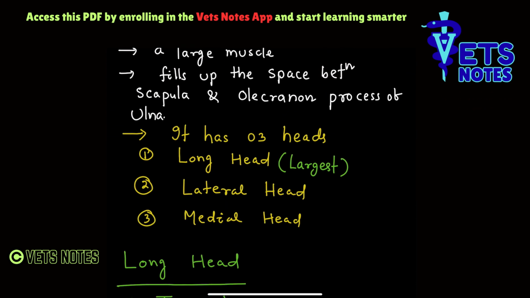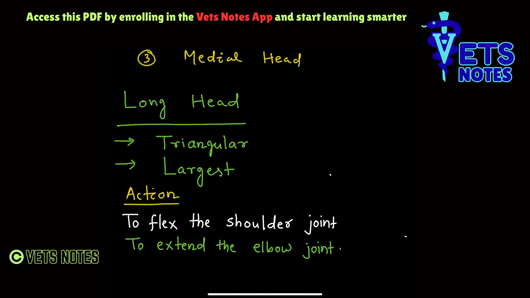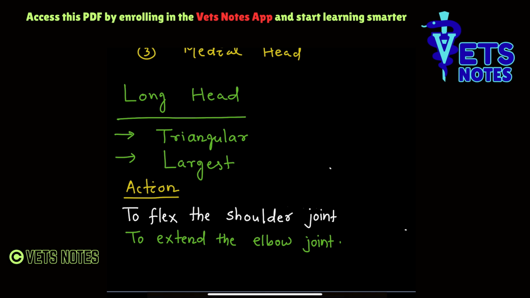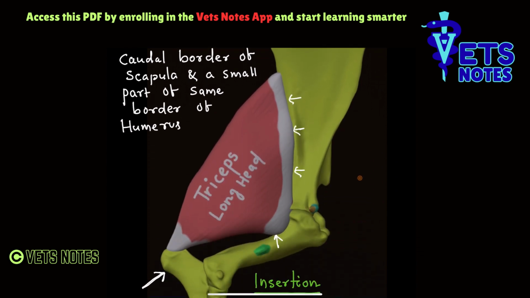So Triceps Brachii has three heads. First, long head, that is the largest one. Then lateral head. Then medial head. First, long head. Okay, long head is triangular. It is largest. Action is to flex the shoulder joint and to extend the elbow joint. You can see, this one is the long head of triceps.